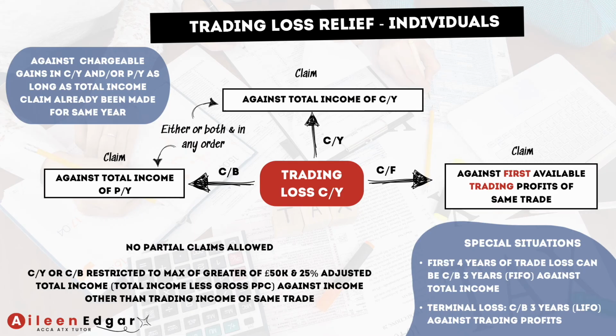This is against total income. So they might have had a job before they started their business. They'd be able to set that trading loss off against a previous employment and claim a refund of tax paid. It is on a first in, first out basis.